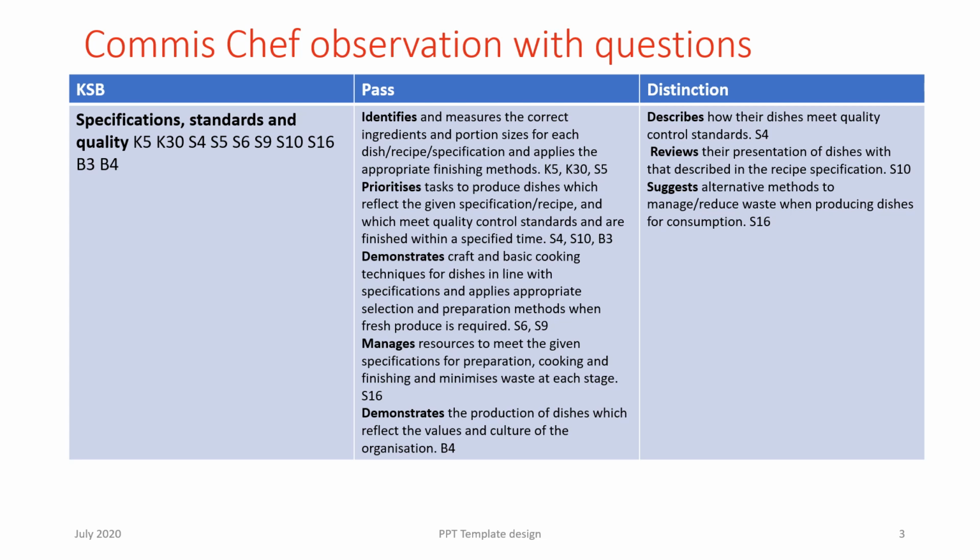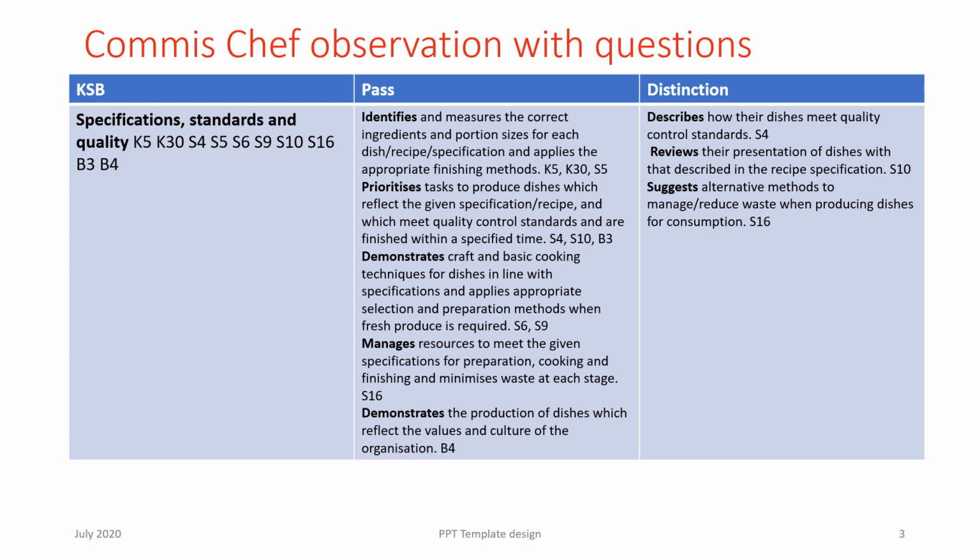So here is the first set of criteria for the observation: specifications, standards and quality. And I've listed the knowledge, skills and behaviour numbers there on the left hand side. I've then listed the pass and the distinction criteria, and I've highlighted in bold the verbs being used.